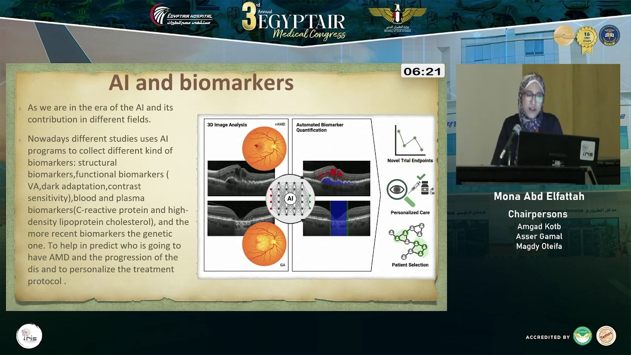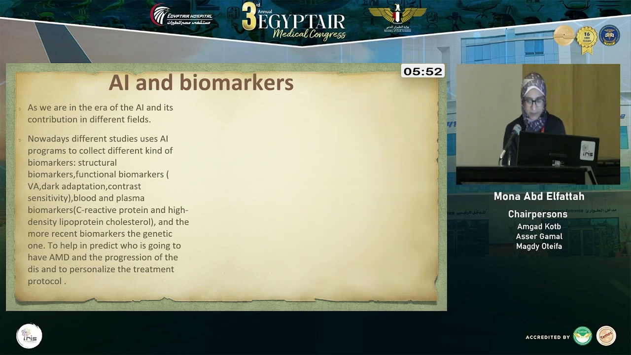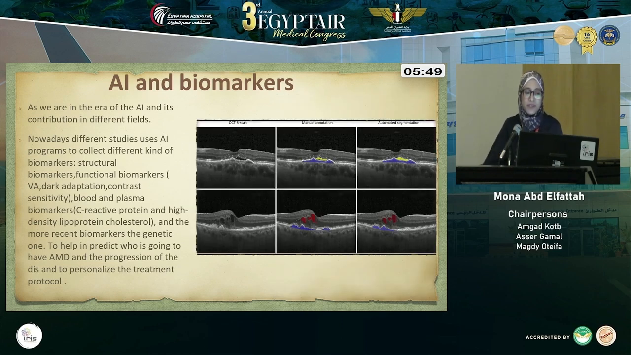في حاجة تانية اسمها functional biomarker اللي هي الفيجوال acuity, dark adaptation, contrast sensitivity، وهم لقوا ان الحاجات دي بتتأثر قبل حتى ما يبان ال AMD. ولقوا ان في حاجه اسمها blood and plasma biomarkers، ان العيانين اللي هم ناويين يجي لهم AMD بيبقى عندهم السي ريأكتيف بروتين عالي، الهاي density lipoprotein عالي، برضه الكوليسترول. And the more recent biomarkers are the genetic ones. كل الكلام ده بيحاولوا يحطوه في برامج عندهم علشان يجمعوها ويشوفوا predict who is going to have AMD and the progression of the disease and to personalize the treatment protocol.